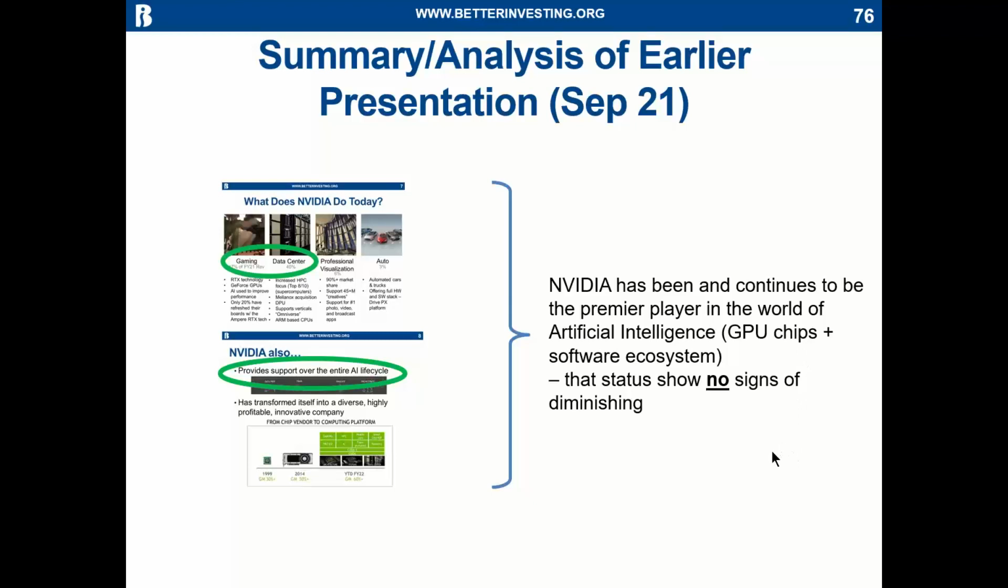The macro trend for me, and I still believe this to this day, is that Nvidia has been and continues to be the premier player really in the world of artificial intelligence. It is responsible for the most popular and widely used GPU chips. They also provide a lot of the underlying software ecosystem for people to do artificial intelligence, do their deep learning algorithms. So anything sophisticated generally has Nvidia on its perimeter.